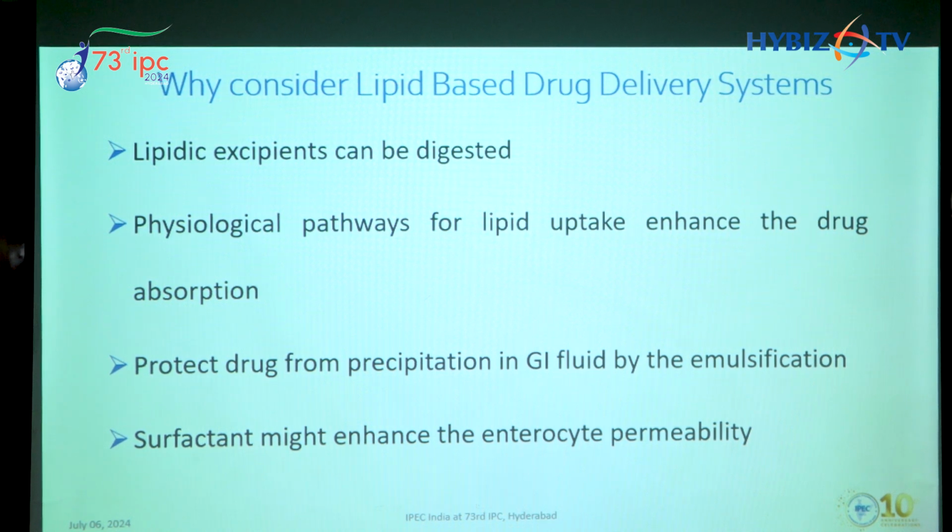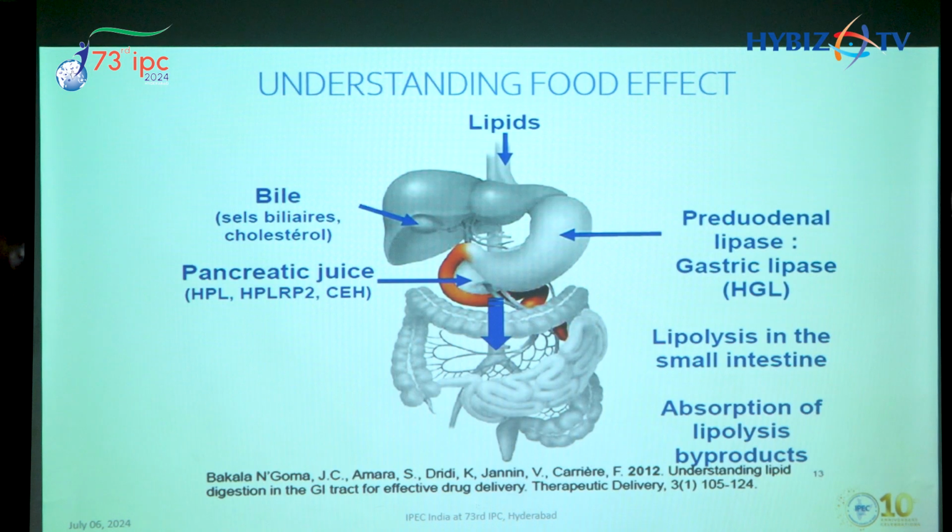And also the surfactants which are used in these formulations help in improving the permeation of the API across the intestinal cells. Next slide, please.